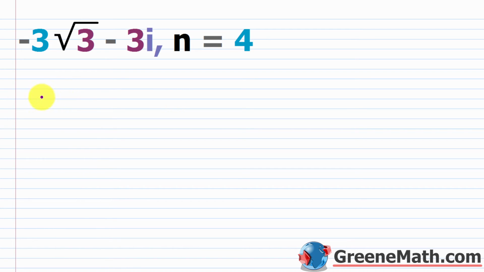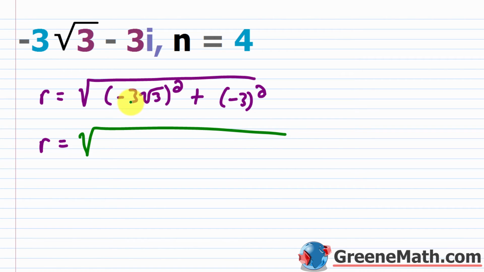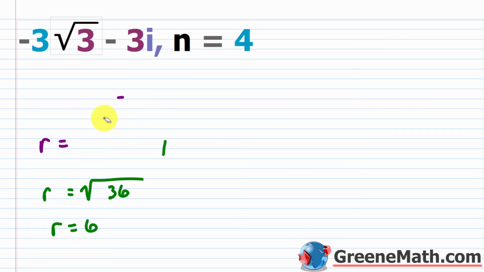And so let's go ahead and say that the r value would be what? The square root of, we take the negative of 3 times square root of 3, we're going to be squaring that, plus you're going to take your negative 3, we're going to be squaring that. So r is going to be equal to the square root of, negative 3 squared is 9, square root of 3 squared is 3, 9 times 3 is 27. So this is 27 plus negative 3 being squared is 9, 27 plus 9 is 36, so r equals the square root of 36, so r equals 6. So we've got that part down.